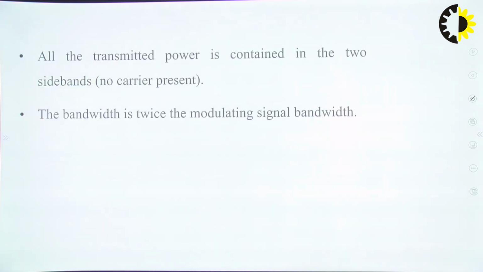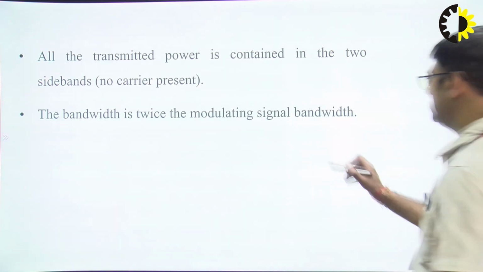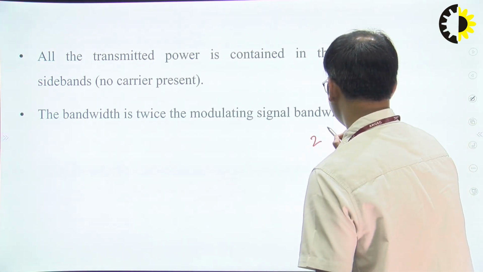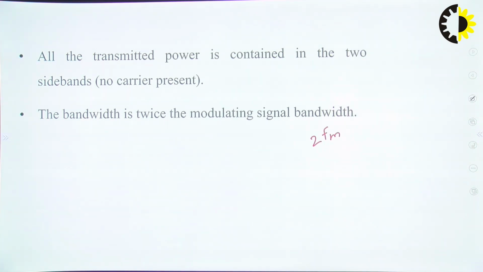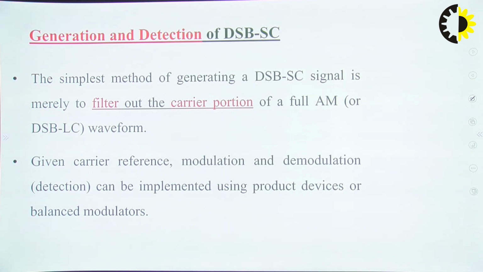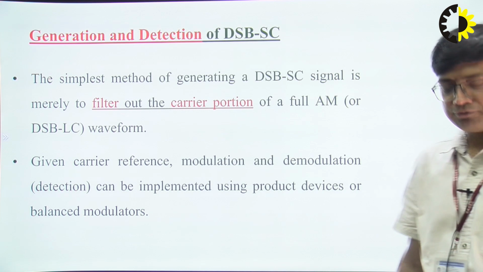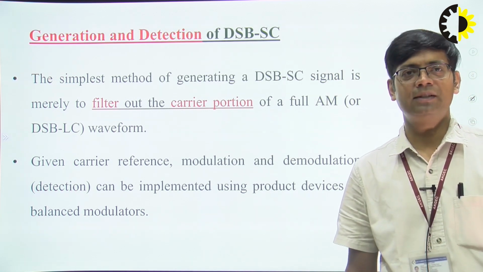Now, all the transmitted power in this case is contained in the two sidebands and no carrier is present. And the bandwidth of double sideband suppressed carrier signal is twice the modulating signal bandwidth, that is, the bandwidth is 2 Fm. Now we'll see the circuit for generation of double sideband suppressed carrier.